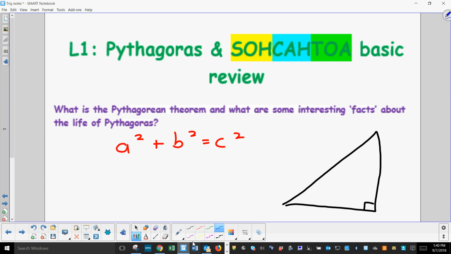I might have to write on here. Okay, C. Does it matter which one is A and B? No. What do we call this funny side C? Hypotenuse. Yeah, that's an important word. Let's practice that one. Hypotenuse. Do you know what we tend to call the other two sides?